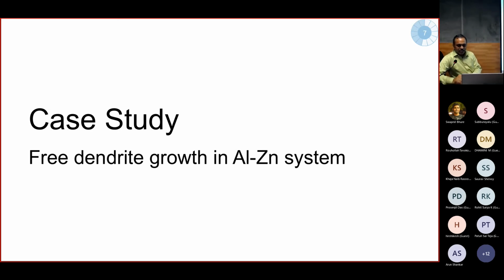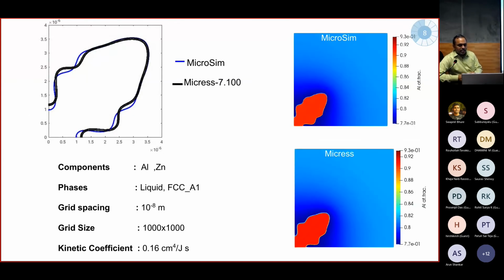One case study that we want to show you compares how MicroSim and Micress would work. For this, we have used the same TDB file, the same domain, the same time step and so on, so that the simulations are as close to each other as possible. It's a free dendrite growth problem that we have looked at. So here is the outcome. You could see the superposition of the dendrite profile after the same number of iterations shown on the left top.